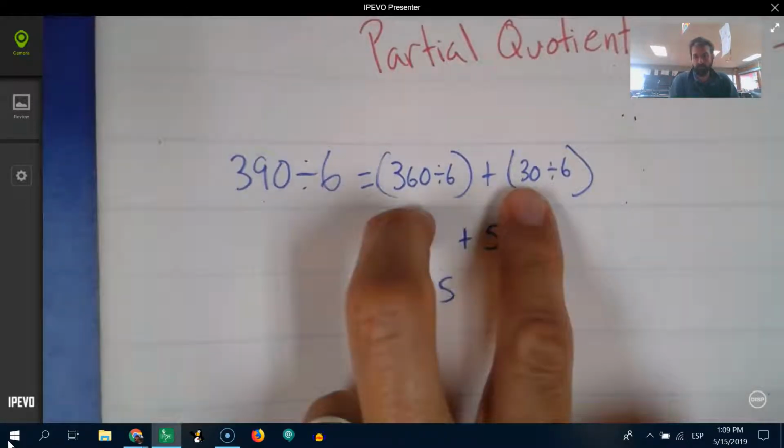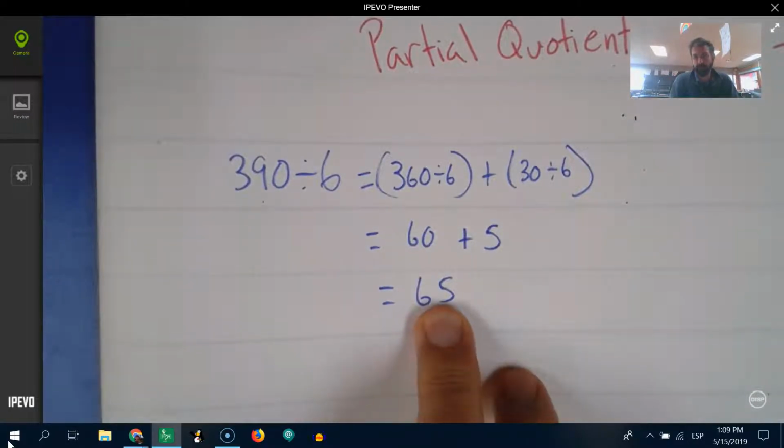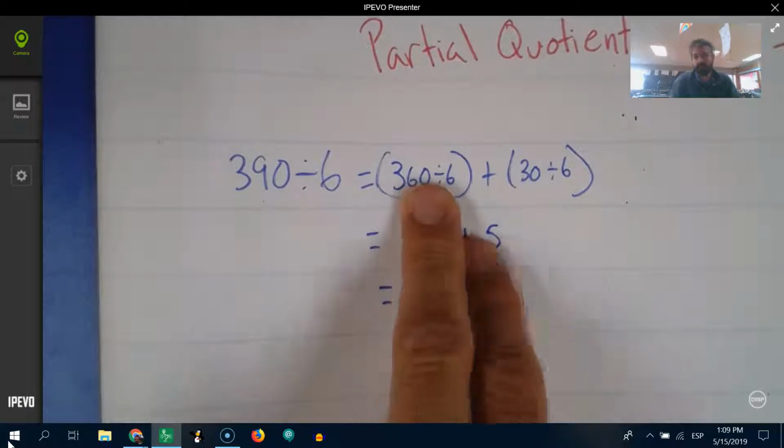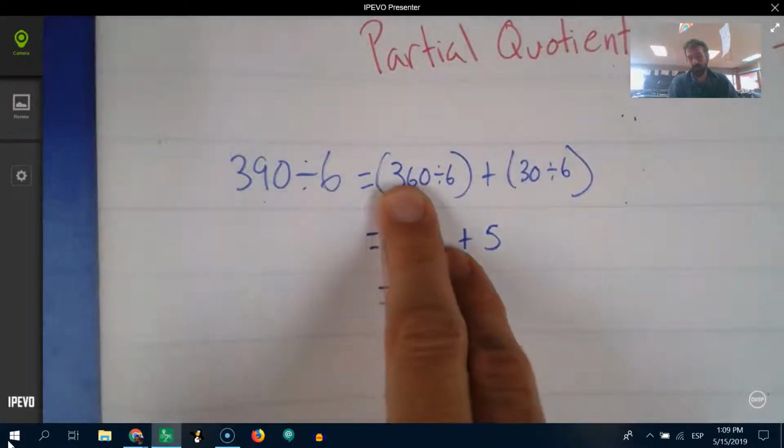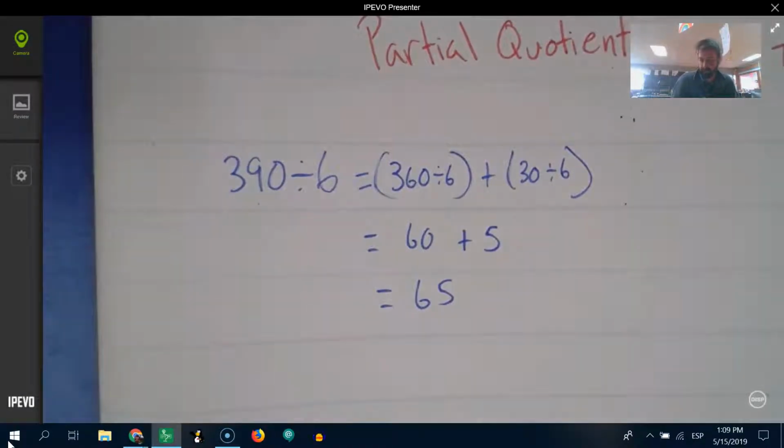Okay, again, I used partials. These are my partial quotients, and then I added them together to get my whole quotient. I could have split this down. You could do 30, 30, 30, 30. I mean, it would take too long, but you could do that.